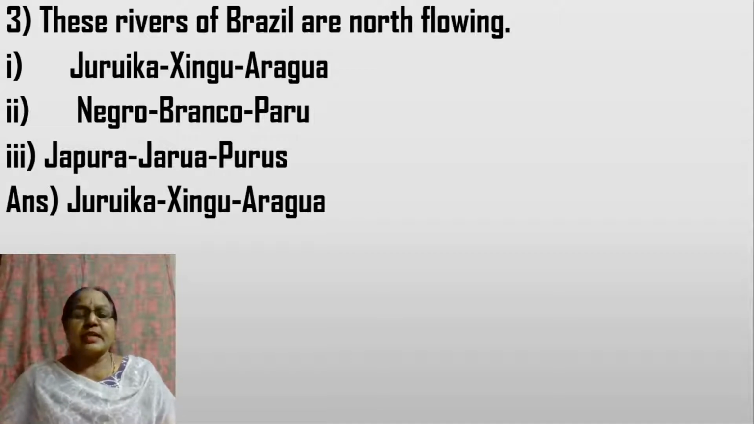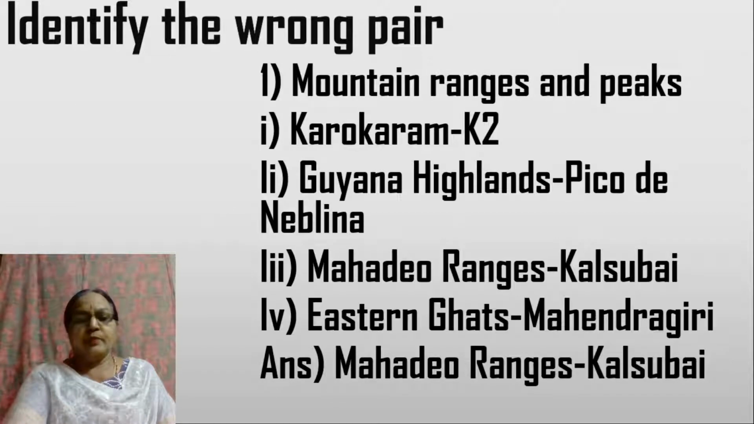Which of these rivers of Brazil are north flowing? The options: Xingu, Araguaia, Negro, Branco, Paru, Japurá, Purus. The rivers I just showed you that are north flowing are Xingu and Araguaia.